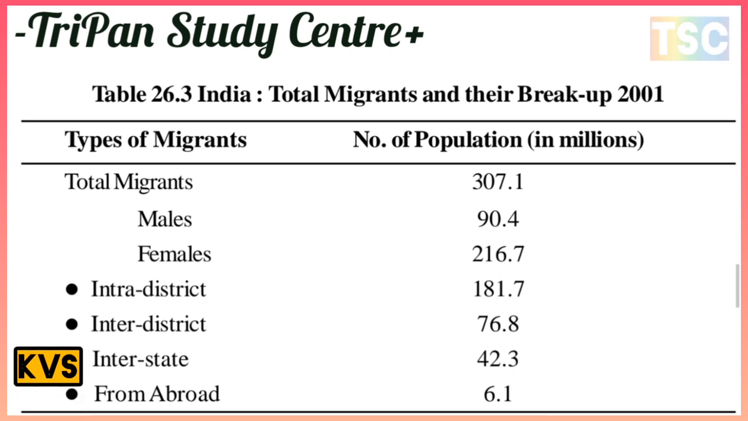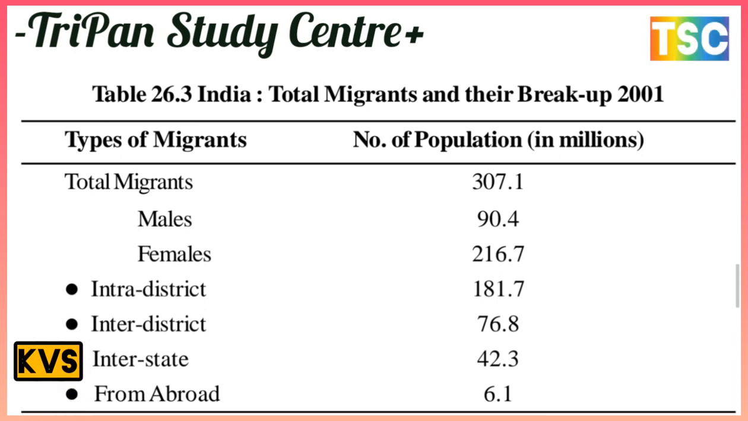There is a total migration of 307. Of these, males are 90.4, but female is very exciting: 216.7 million female migration. That is amazing. And intra-district here is 181.7 and inter-district here is 76.8.